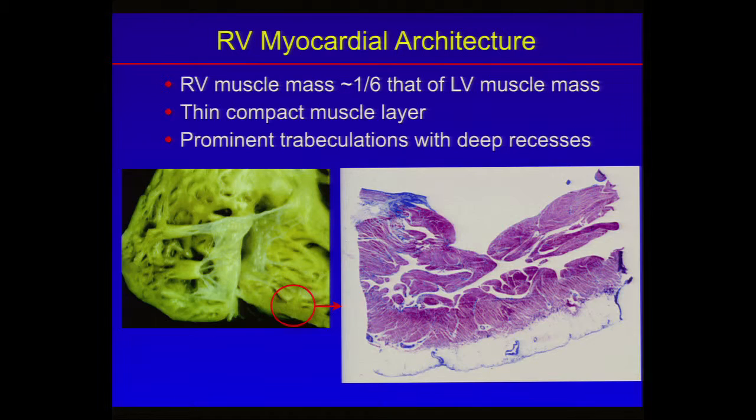The right ventricular myocardial architecture is quite distinct as compared with the left ventricle. And the first observation is that right ventricular mass is about 1/6 that of the left ventricular mass. By the way, right ventricular systolic pressure is about 1/6 that of systemic pressure as well. Right ventricular myocardial architecture is characterized by a thin, compact layer. You can see it here in this low-powered micrograph. And there are prominent trabeculations with deep recesses. So again, this is just normal anatomy of the right ventricular myocardium.